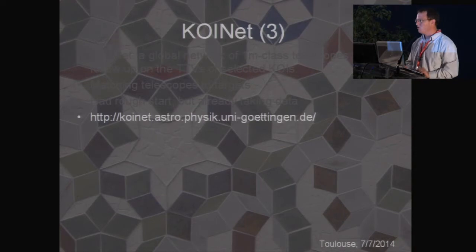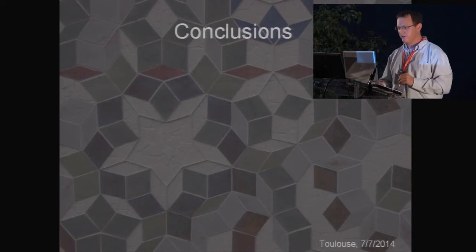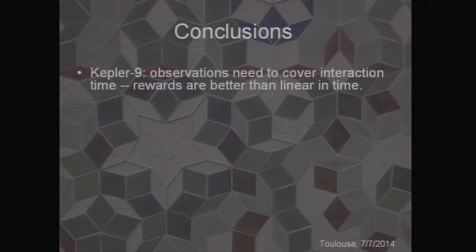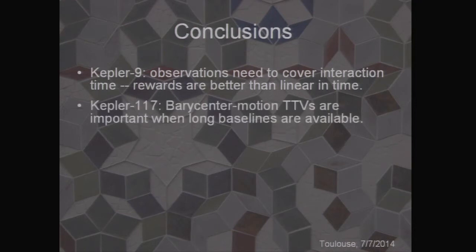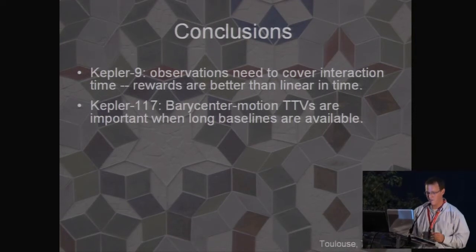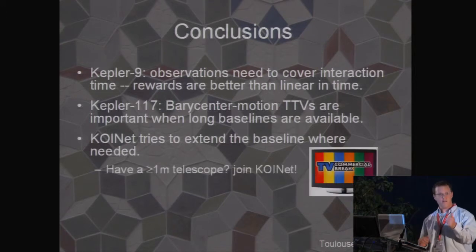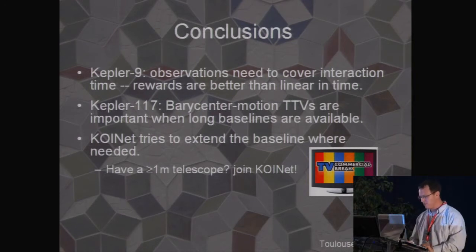If you want to learn more, you can go to the website and learn everything about the network. So, to conclude, Kepler-9 showed us that it is very advantageous to increase the baseline of your observations. It's non-linear, it's very advantageous. Kepler-117 taught us that when you do have long baseline observations, you can start seeing other effects like barycentric motion TTVs that start to become important. KOINet tries to increase the baselines of those KOIs that are already known to be worthy of follow-up in these cases. And if you have a 1 meter telescope, please join KOINet, come to me, come later, we are accepting new members all the time.